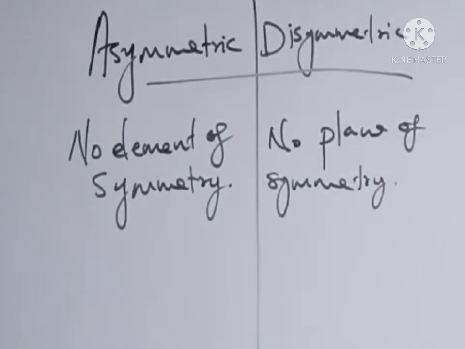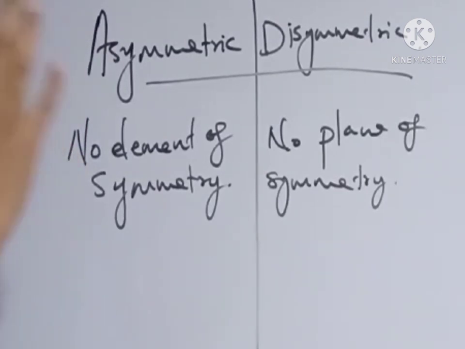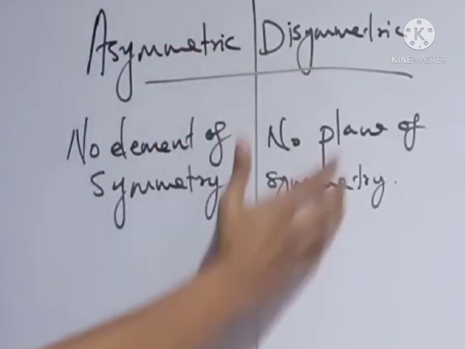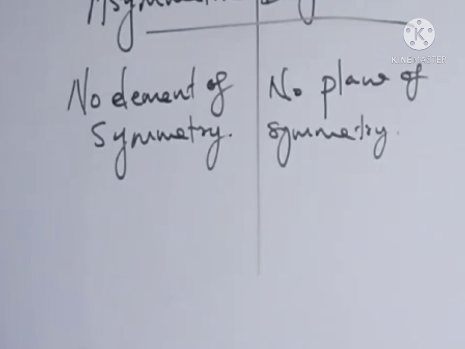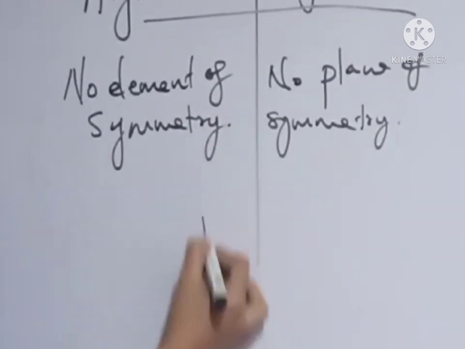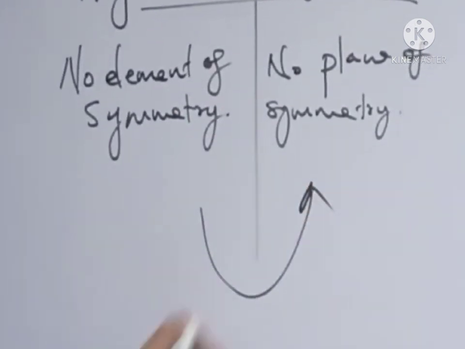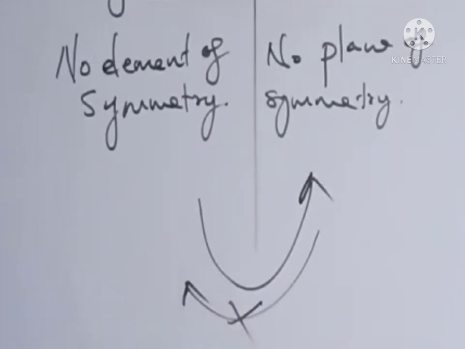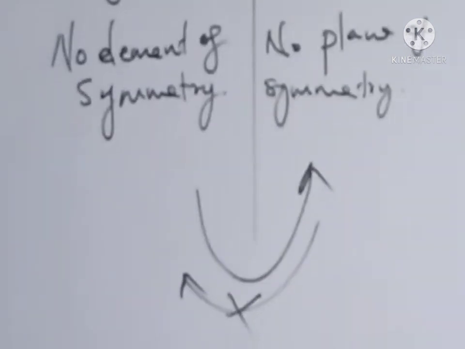So, asymmetric means no element of symmetry, but dissymmetric means no plane of symmetry. So, we can say all asymmetric molecules are dissymmetric, but the reverse is not true. Okay. There are so many molecules which possess more than one stereogenic center.